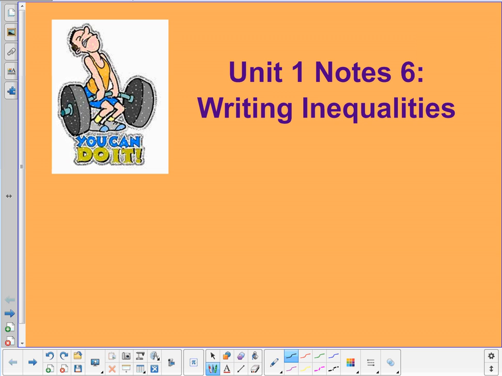Today we are talking about writing inequalities. Our learning target for today is I can write and graph linear inequalities. So yesterday we talked about the graphing piece and today we're going to put the graphing piece with the writing piece. We're looking at word problems today, situations that we actually have to model and solve and graph.